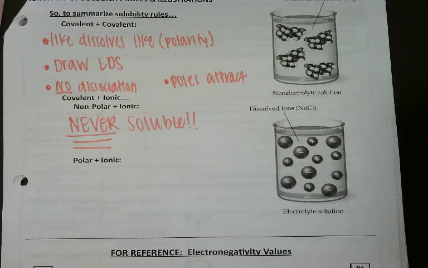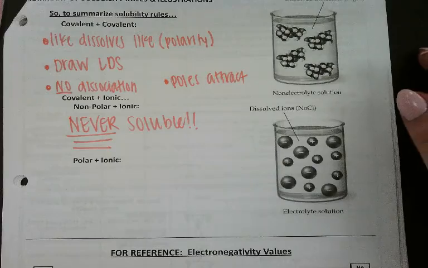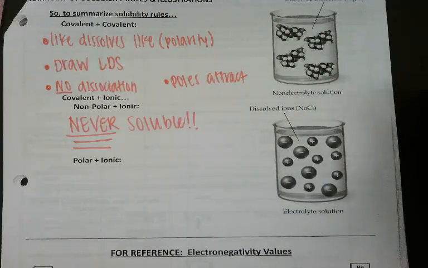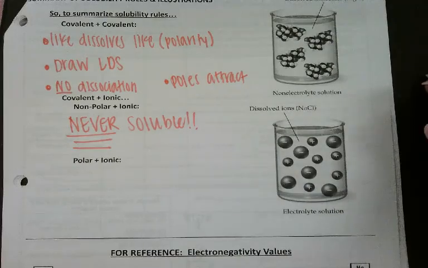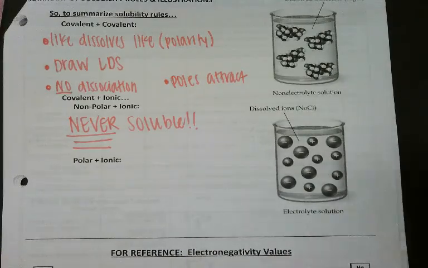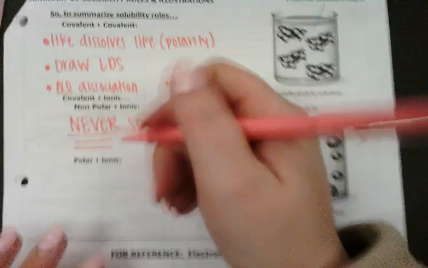Last one, polar plus... Yes, Liam. Right, so if they give you your covalent, you have to draw your LDS to figure out the polar. Yep, 100%. Because if I give you CH4OOH, are you going to know right off the bat if that's polar or nonpolar? You'd have to draw it out to figure it out. Yeah, 100%. You have to draw your LDS to figure it out. Okay? Last one, polar plus ionic.